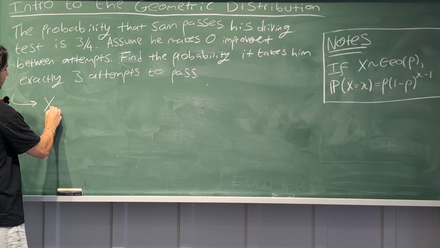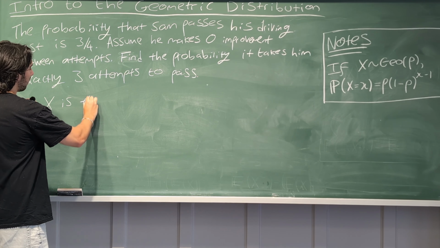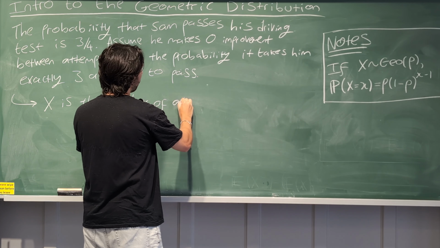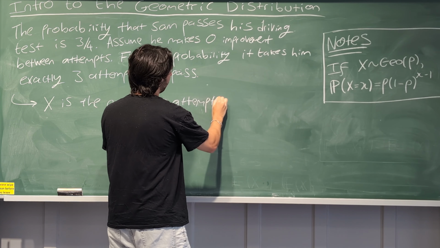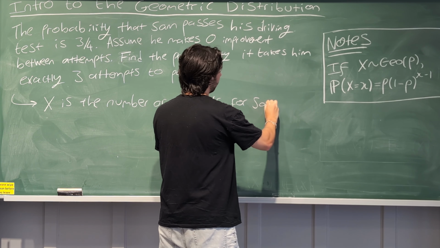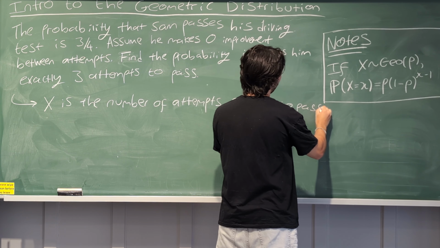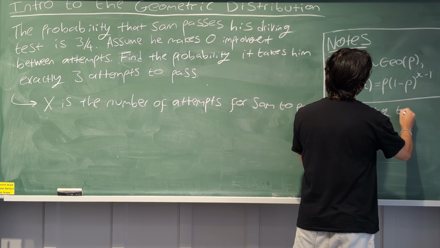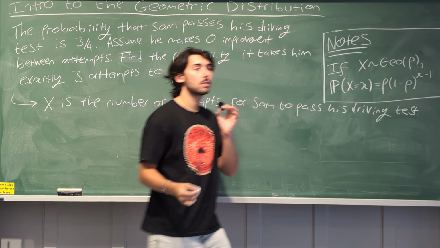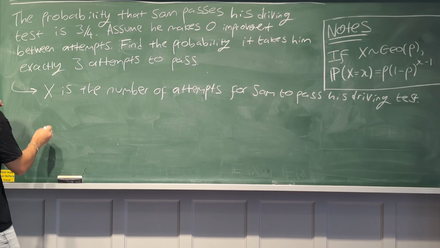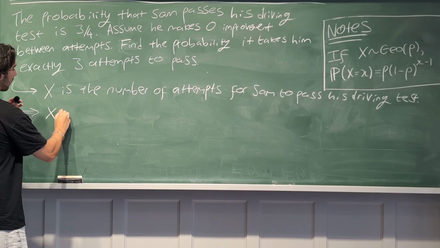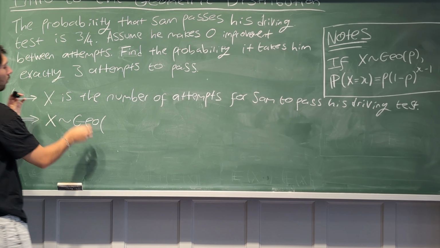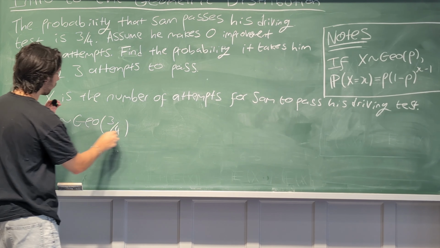So we can say that x is the number of attempts for Sam to pass his driving test, okay? That's what x is representing. And because of this, we can say that x has a geometric distribution, okay? That implies that x is geometrically distributed with a probability of 3 over 4, or a parameter of 3 over 4. This is how we write it.